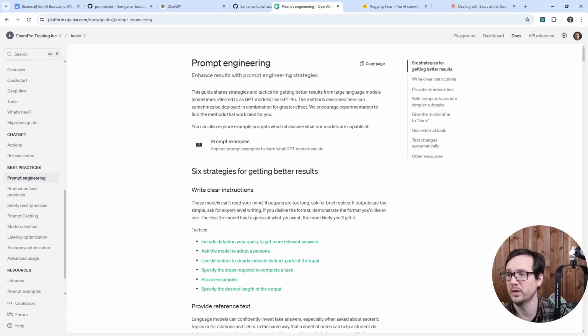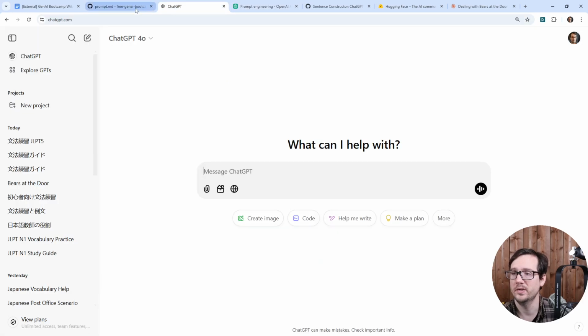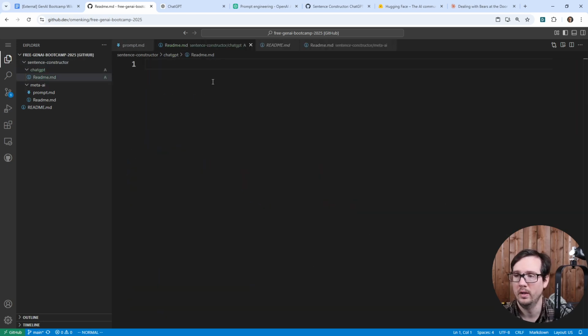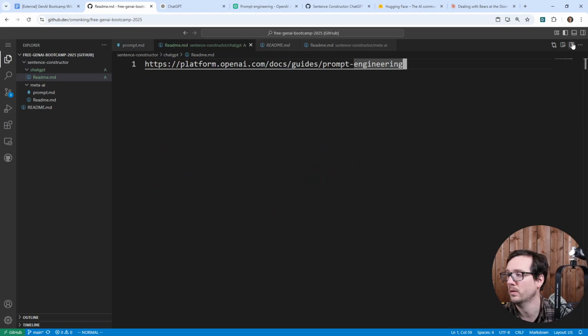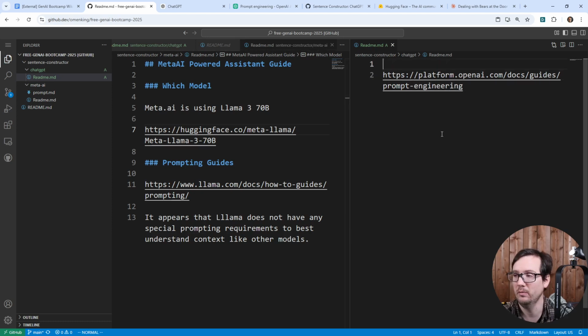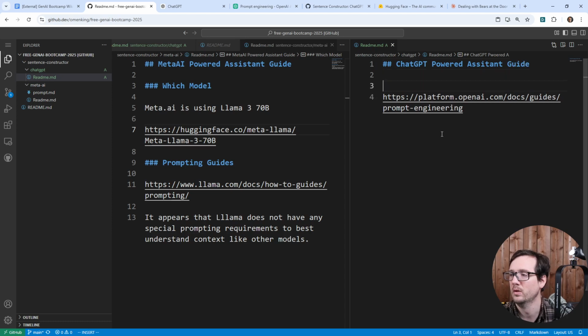Here it is. I'm going to copy this and go back into this. I still have it open from before. I'm going to make a new folder, and this is going to be ChatGPT. I'm going to make a new README file and paste in this link. I'm going to follow the other pattern here just to make my life a little easier. We'll say ChatGPT Powered Assistant Guide. Whatever we learn, we should write it down.